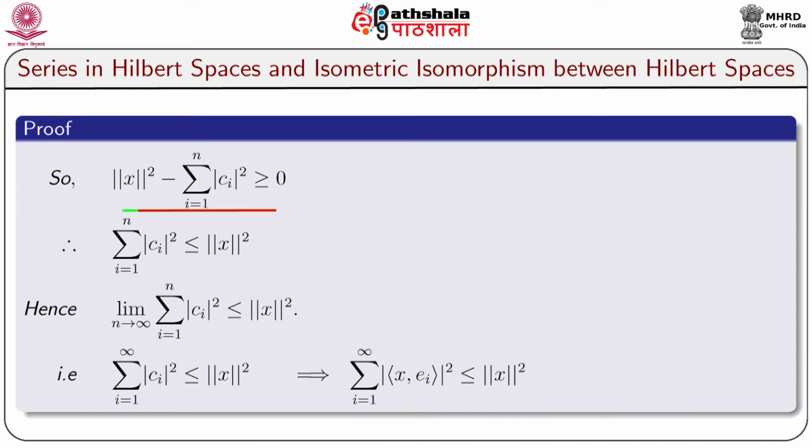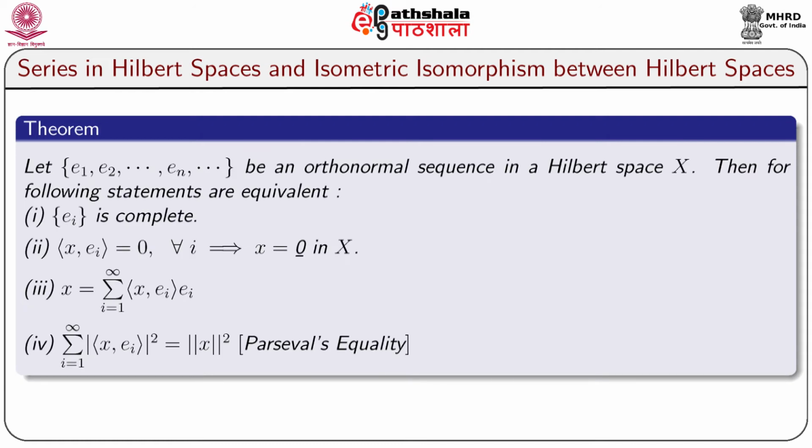So, norm x square minus sigma i equal to 1 to n modulus of ci square is greater than or equal to 0. Therefore, sigma i equal to 1 to n modulus of ci square is less than or equal to norm x square. If we take the limit as n tends to infinity, we see sigma i equal to 1 to infinity modulus of ci square is less than or equal to norm x square. That means, sigma i equal to 1 to infinity modulus of inner product x comma ei square is less than or equal to norm x square. Hence, Bessel's inequality is proved.